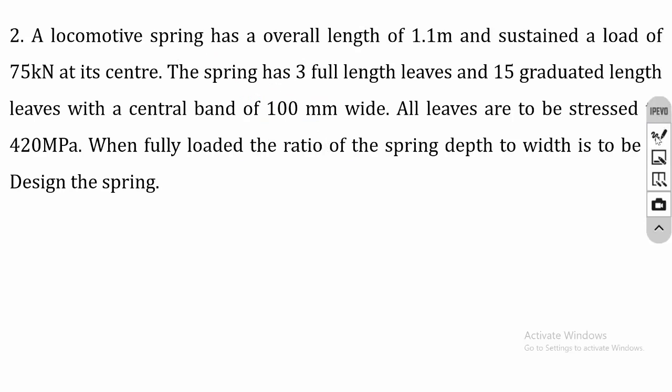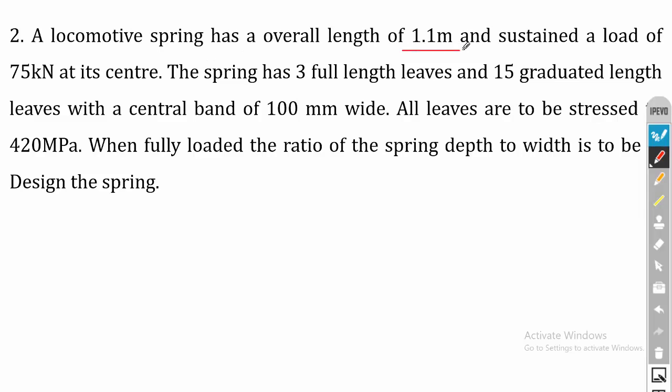The tutorial problem: a locomotive spring has an overall length of 1.1 meter. This is the span length, it is 2L1. Locomotive spring is the same as your leaf spring. You can call it a locomotive spring or semi-elliptical spring or truck spring, whatever it may be. It has an overall length of 1.1 meter, 2L1 is given, and sustains a load of 75 kilonewton at its center. This is W or P.